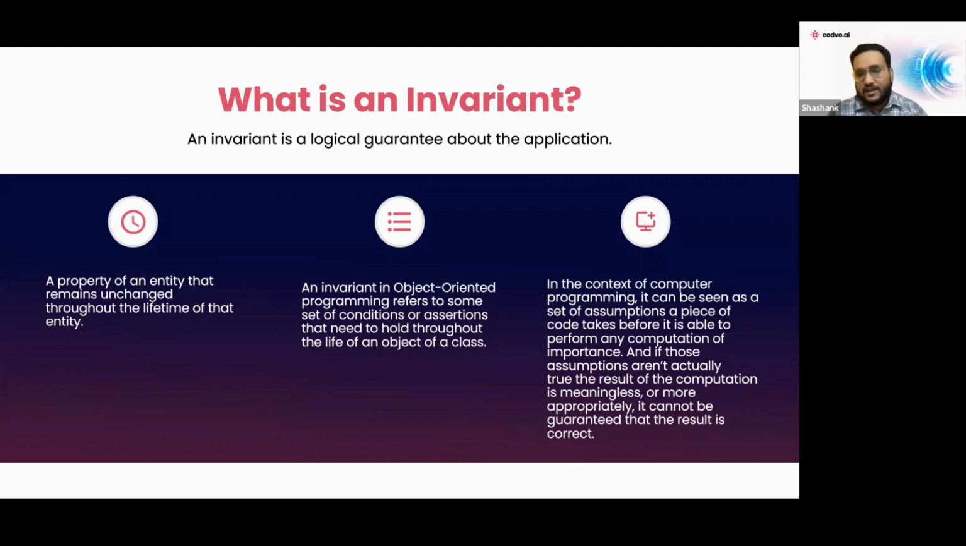And in a broader sense, in the context of computer programming, it can be seen as a set of assumptions a piece of code makes before it is able to perform any computation of importance. And if those assumptions aren't actually true, the result of the computation is meaningless. Or more appropriately, it's a guarantee that the result is correct. How do we plant a logical guarantee in our application?